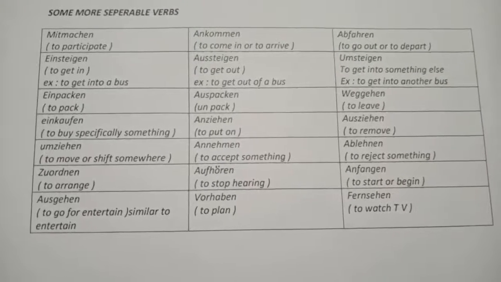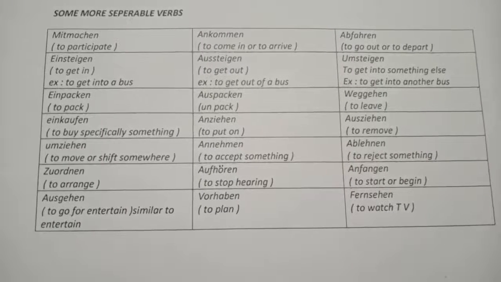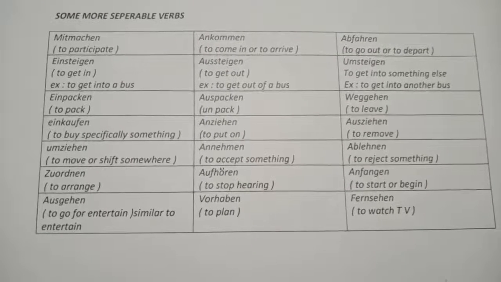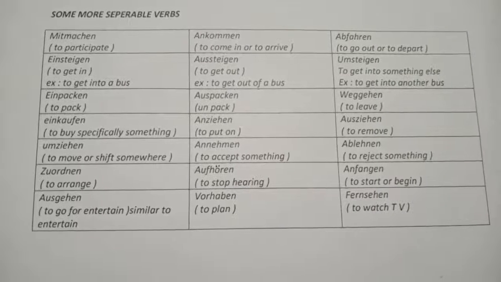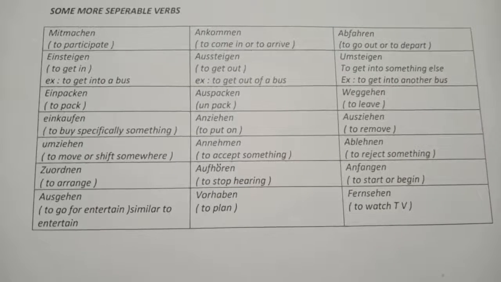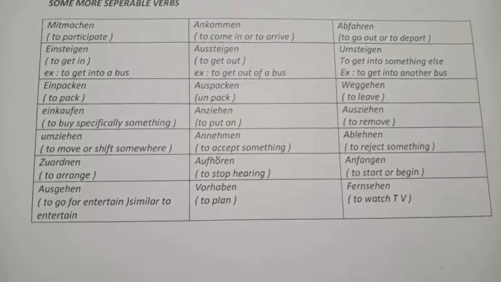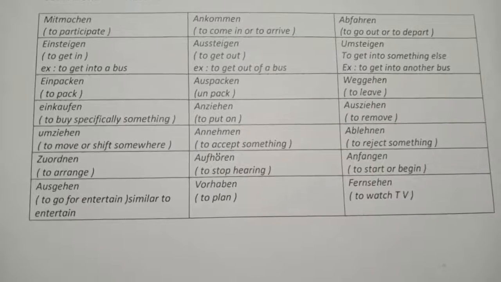Next. Einsteigen, aussteigen, umsteigen. That means to get in, to get out, to get into something else. Like if you're taking an example, to get into a bus, then to get out of a bus, then to get into another bus. A different one. Einpacken is to pack. Auspacken, unpack. Weggehen, to leave. Einkaufen, to buy specifically something.